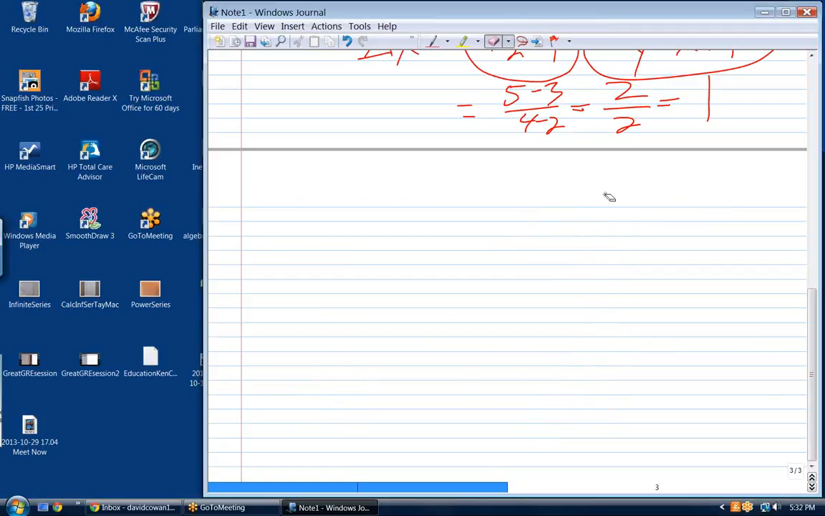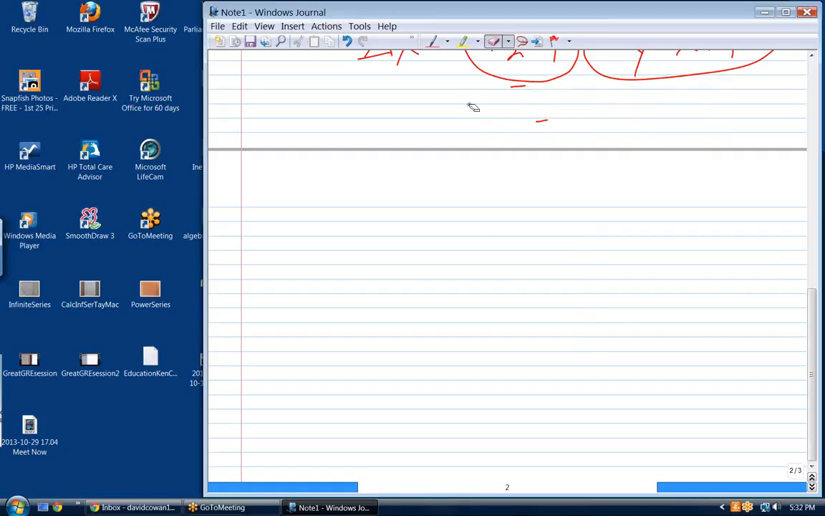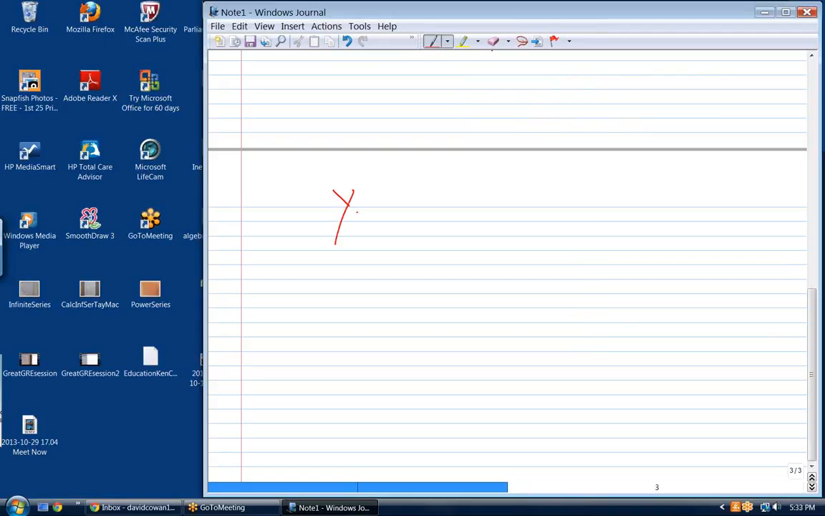Now, have you learned the point slope method or format yet? Kind of. That's a different format.